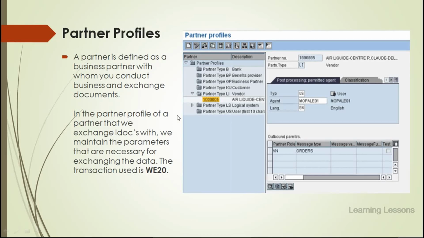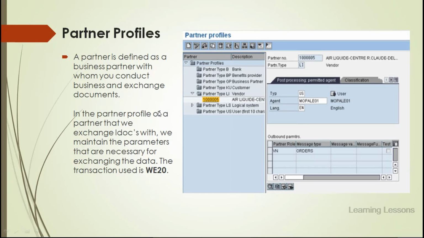In the partner profile of the partner that we are exchanging IDoc with, we maintain the parameters that are necessary for exchanging the data. The transaction is WE20. Here we have to mention language, which country it is, which type. So we have to configure in this transaction. I'll tell you at the time of configuration.